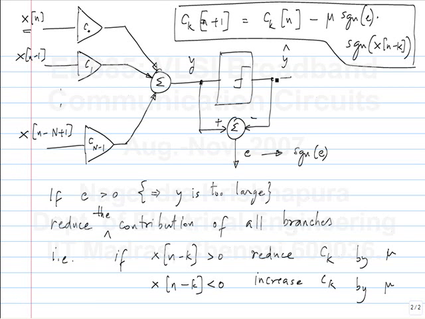How? Because E of n is x of n minus k. Yeah. So if we convolve E of k with x of k, we get all those coefficients.